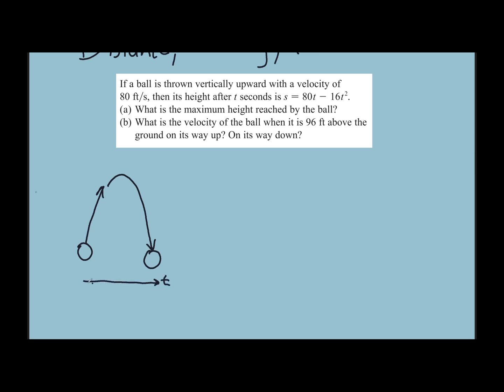So I'll put a t here. And we'll just say that this is the height, which they call s in this problem for some reason. That's common in physics to see weird variables doing things, so we'll just go with it. And they even give us a formula, s equals negative 16t squared plus 80t. I highly recommend writing it in power order like this.